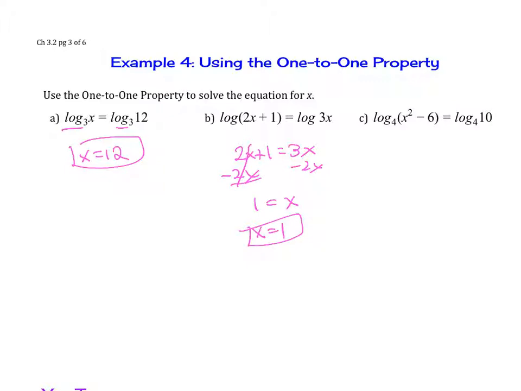Then the last one, they're both the same base. So x squared minus 6 equals 10. So add 6 to both sides. x squared equals 16. And so you square root, so x equals plus or minus 4.